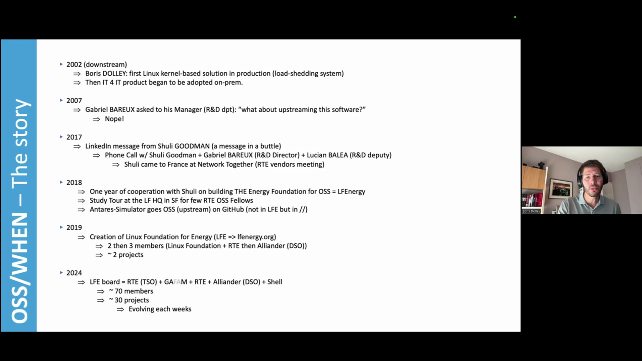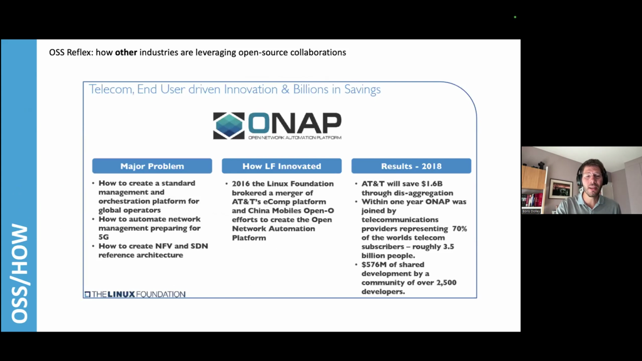So I will skip the story; you will be able to have more after. And now I go to the how. In the open source reflex, exactly as I told you just before, you have a reflex you have to firmly put in your mind. The first reflex is to ask what already exists, what already happens.